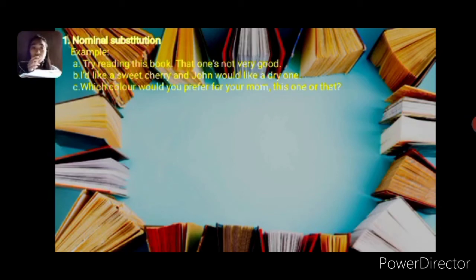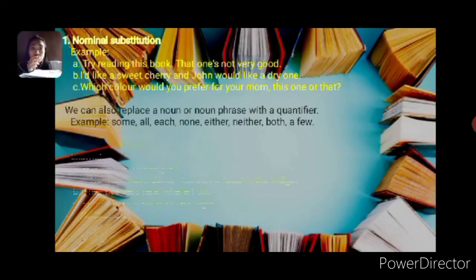Which color would you prefer for your mom? This one or that? Here we can also use demonstrative pronouns without using one or ones. We can also replace a noun or noun phrase with a quantifier. For example, some, all, each, none, either, neither, both, a few.